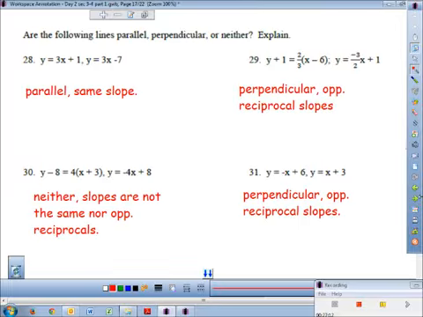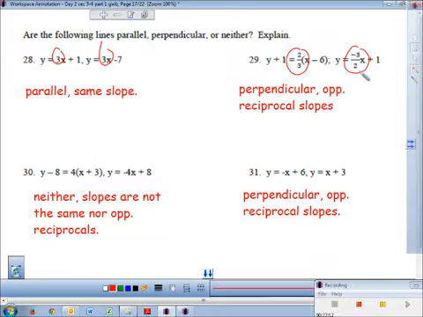On 28, those are parallel because they had the same slope. On 29, those were perpendicular because their slopes are opposite reciprocals. On 30, that was a neither. This slope is 4, that slope's -4. Those are not the same, nor are they opposite reciprocals, so that's a neither. And then 31 is the big optical illusion. That slope is -1, which is also -1/1. This slope is 1/1. Those numbers are opposite reciprocals, so that's why those were perpendicular.